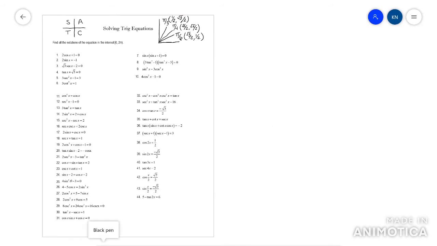Number 6. 3 cotan squared x equals 1. All right, divide by 3. Now I'm going to root it here. When I root it, don't forget plus minus. So it's going to come down to be cotan x equals plus minus 1 over root 3. So now it's plus minus, so it's going to be all 4 quadrants.